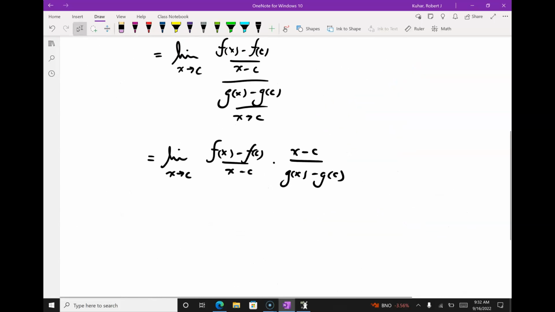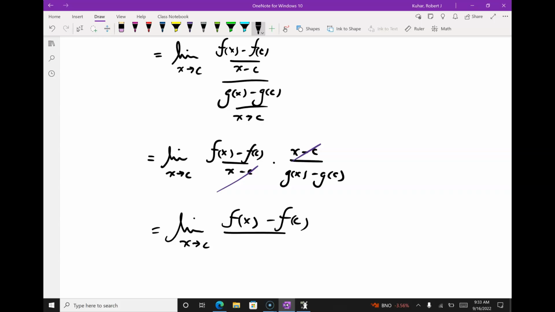All right, well, some things cancel here, but I know something already. The limit as x goes to c now of f of x minus f of c. What do I know about f of c and g of c? Remember, I originally said I have to get what? 0 over 0. f of c is 0, g of c is 0.